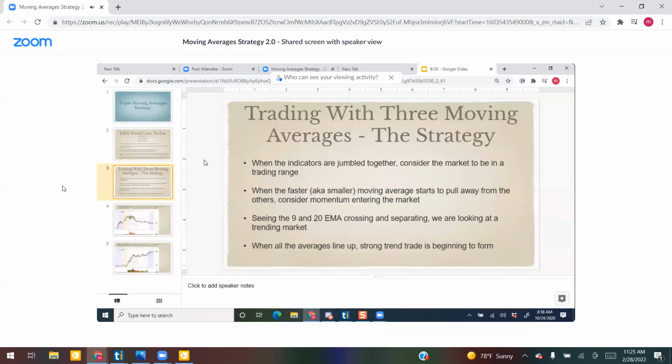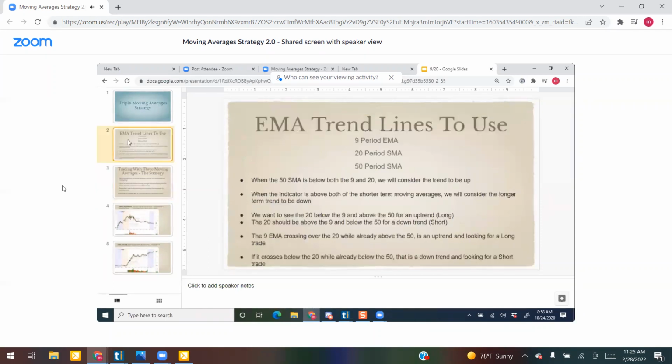When all the averages line up, a strong trend is beginning to form. And what I mean by all the averages line up, I refer you back to slide number 2. So let's take a look at some examples.